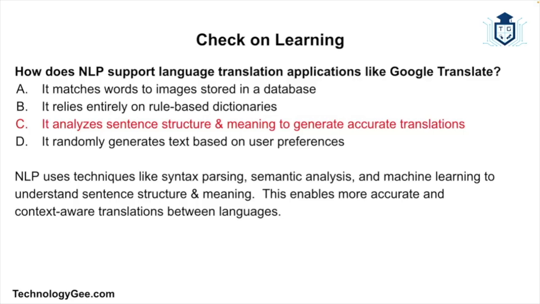So NLP uses techniques like syntax parsing, semantic analysis, and machine learning to understand sentence structure and meaning. And this enables more accurate and context-aware translations between languages.